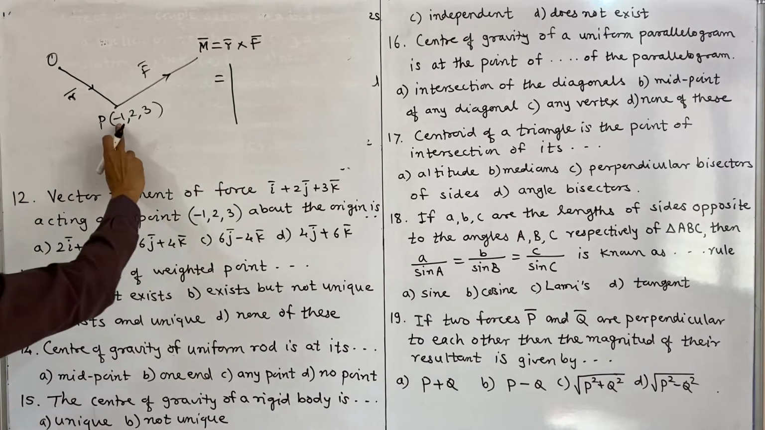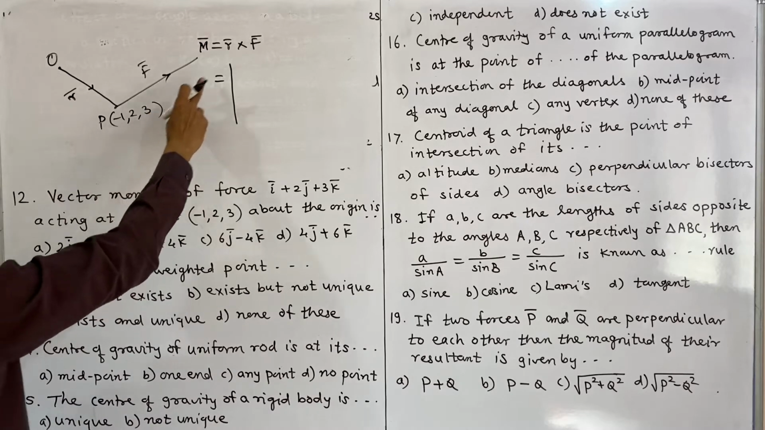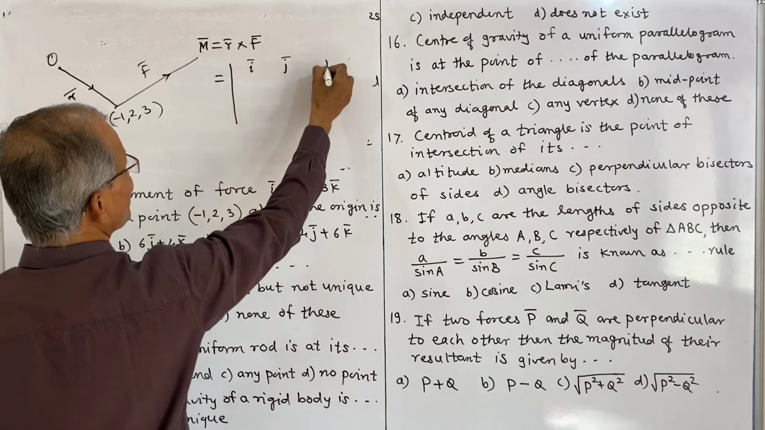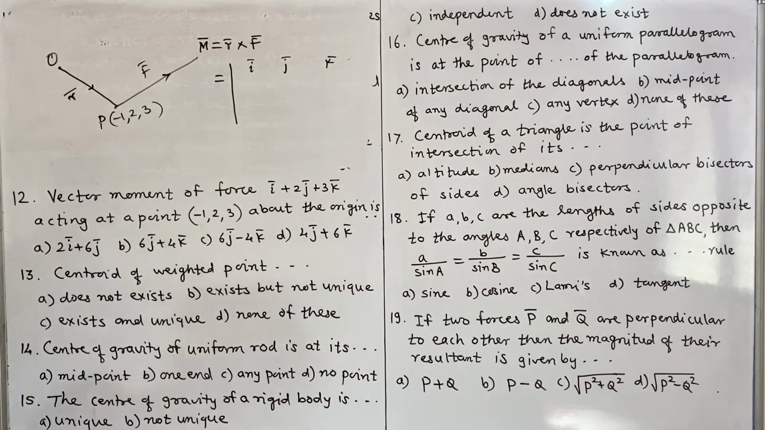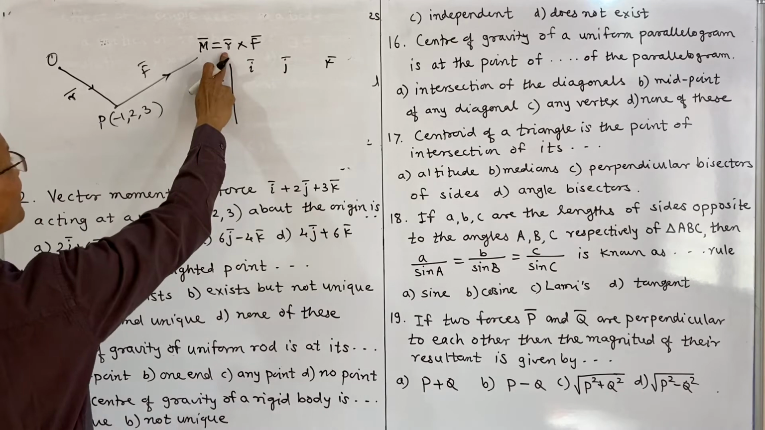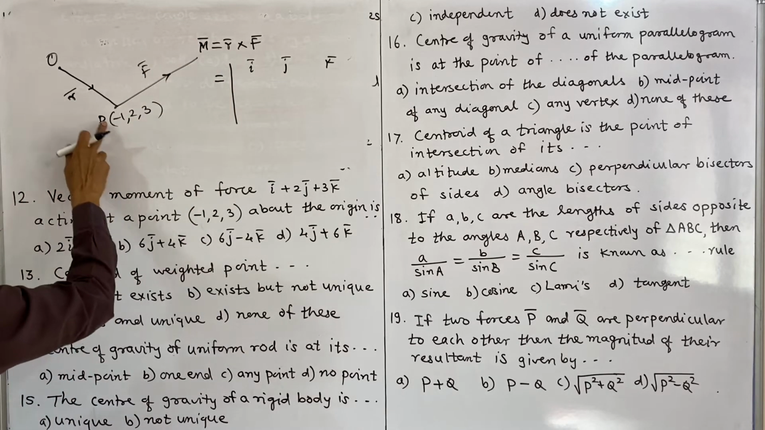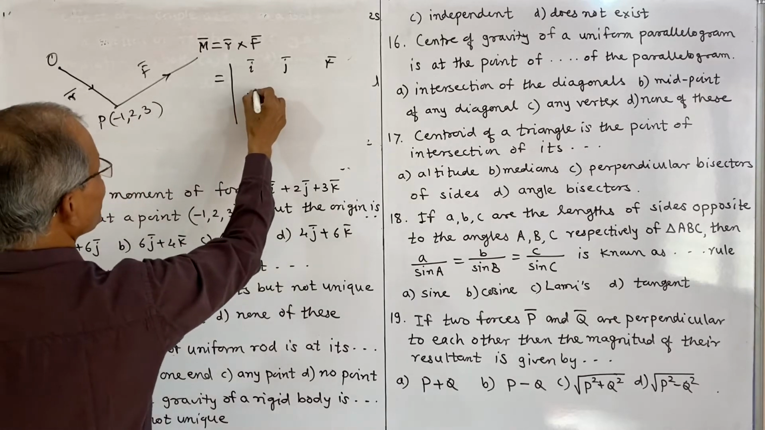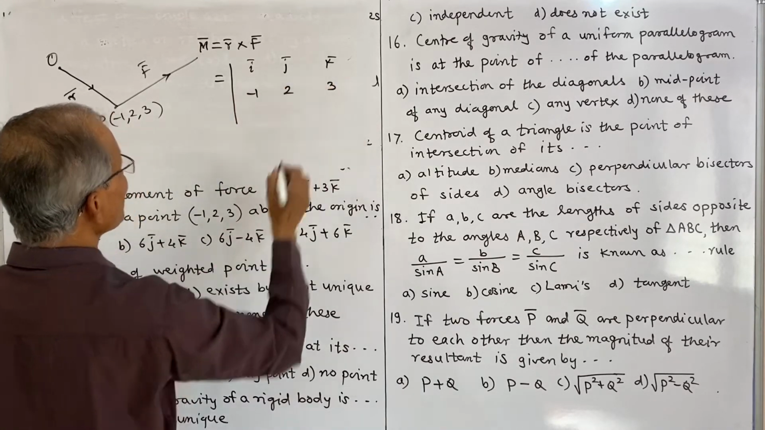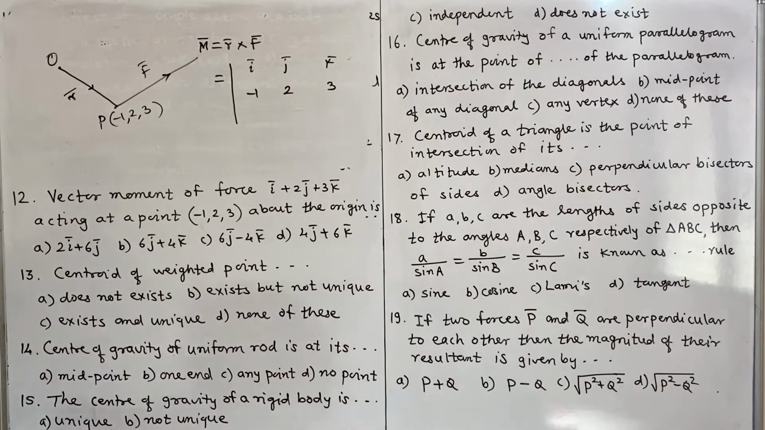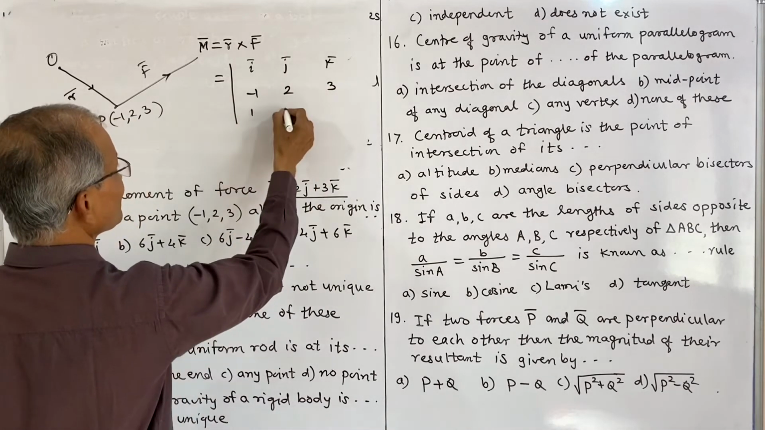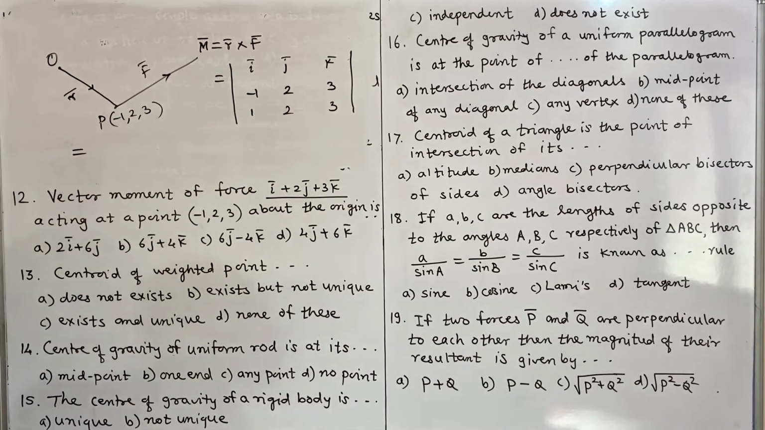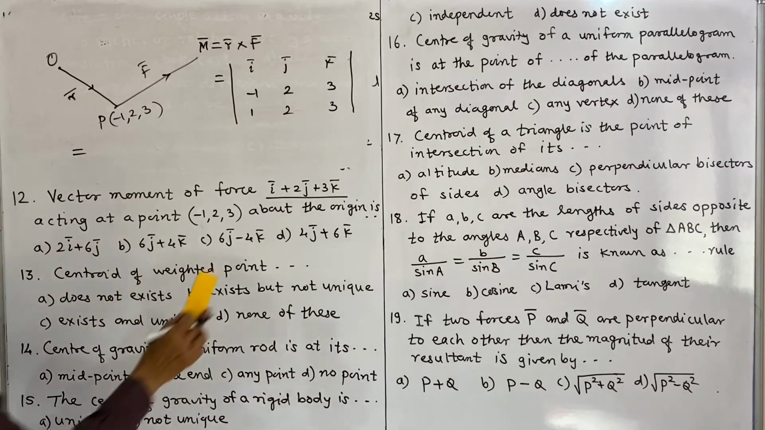R will have components -1, 2, 3, and F is given as 1, 2, 3. Therefore the vector product will be: the first row is i, j, k in the determinant, and the second row holds the components of the R vector. The R vector is OP vector, minus 1i plus 2j plus 3k. That means the components are -1, 2, 3, and next the components of vector F, which is given here as 1, 2, 3.